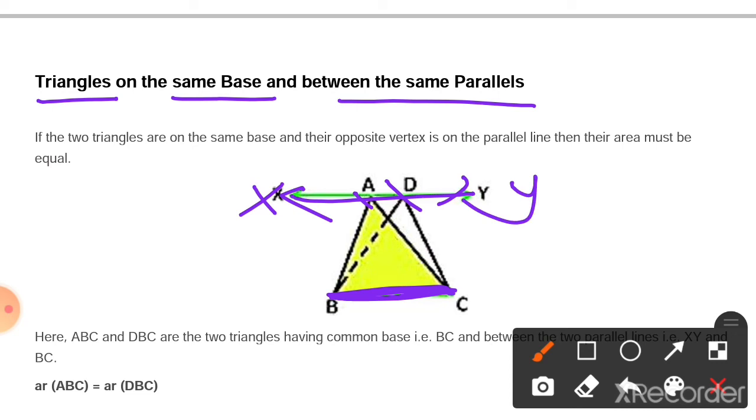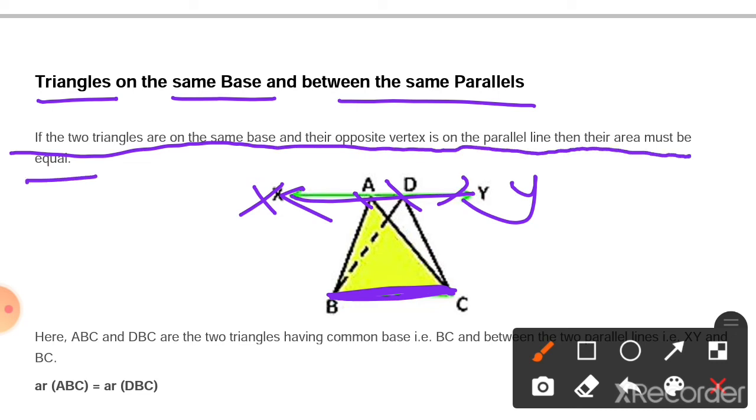Correct? So we can say that these triangles are on the same base and between the same parallel. तो यहाँ पे लिखा क्या है? If the two triangles are on the same base and their opposite vertices are on the same parallel, the area must be equal. So क्या होगा? Area of ABC is equal to area of DBC. तो मतलब triangles on the same base between the same parallels have equal areas. This is your theorem number 9.2. Correct? Please keep in mind. Okay? So now move on to the next theory.